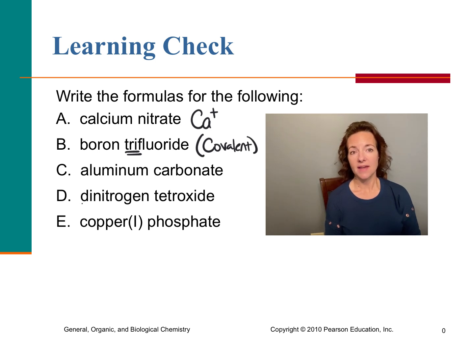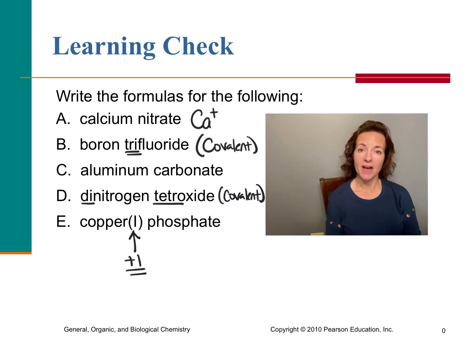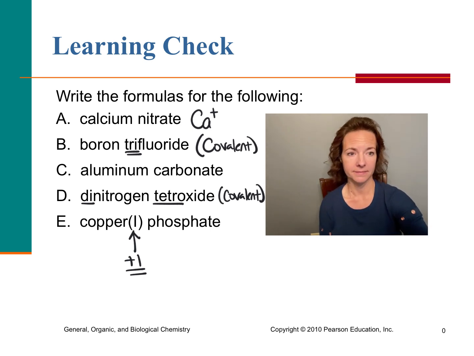Letter D, dinitrogen tetraoxide. Prefixes, 2 nonmetals. We don't have to worry about any charges for letter D. We just write the formula from the prefixes given to us. Letter E, copper 1. Remember the 1 tells us the charge. We're gonna have to look at phosphate on the back of the periodic table, figure out its symbol, figure out its charge, put it together to make sure there is no charge. So take a minute, see if you can write the correct formulas for A, B, C, D, and E.